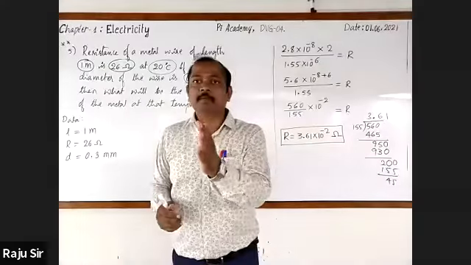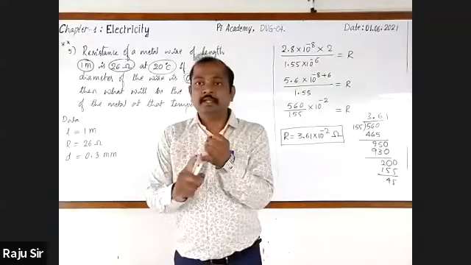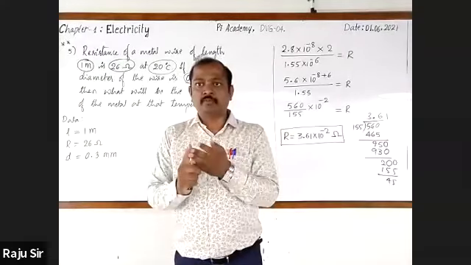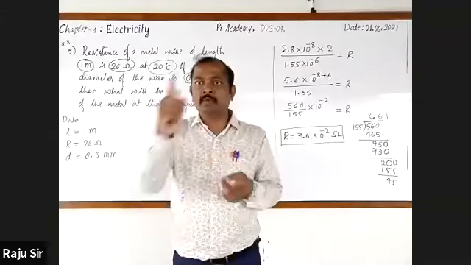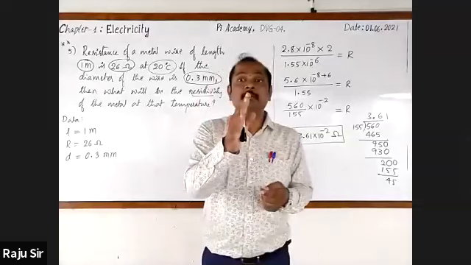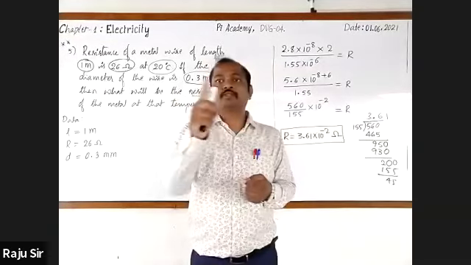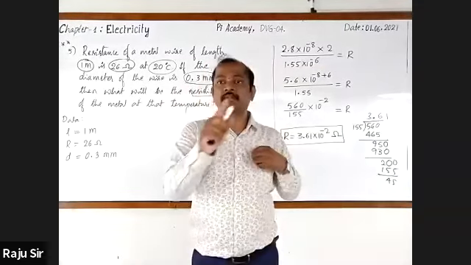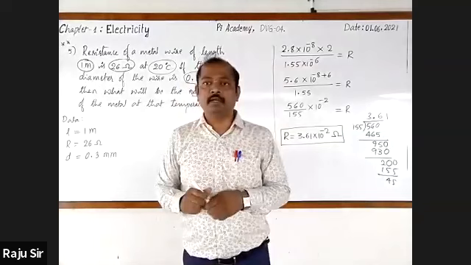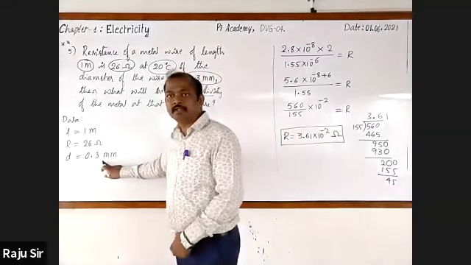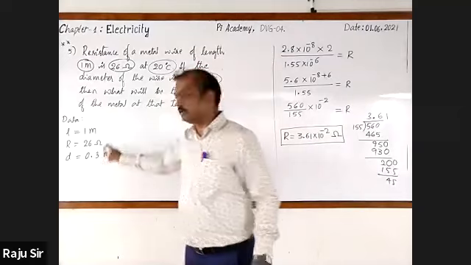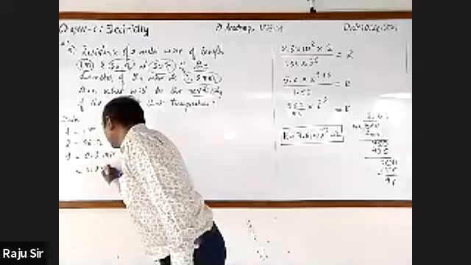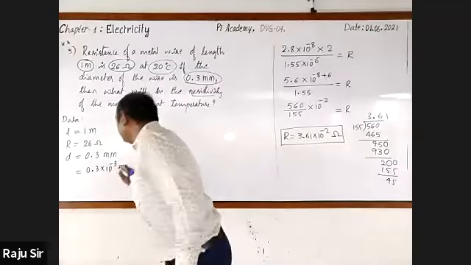You know that some of the prefixes like centi, milli, micron, nano, angstrom. Centi 10 raised to the power -2, milli 10 raised to the power -3, micron 10 raised to the power -6, nano 10 raised to the power -9, and angstrom 10 raised to the power -10. Here milli is there. It is equal to 0.3 into 10 raised to the power -3 meter.